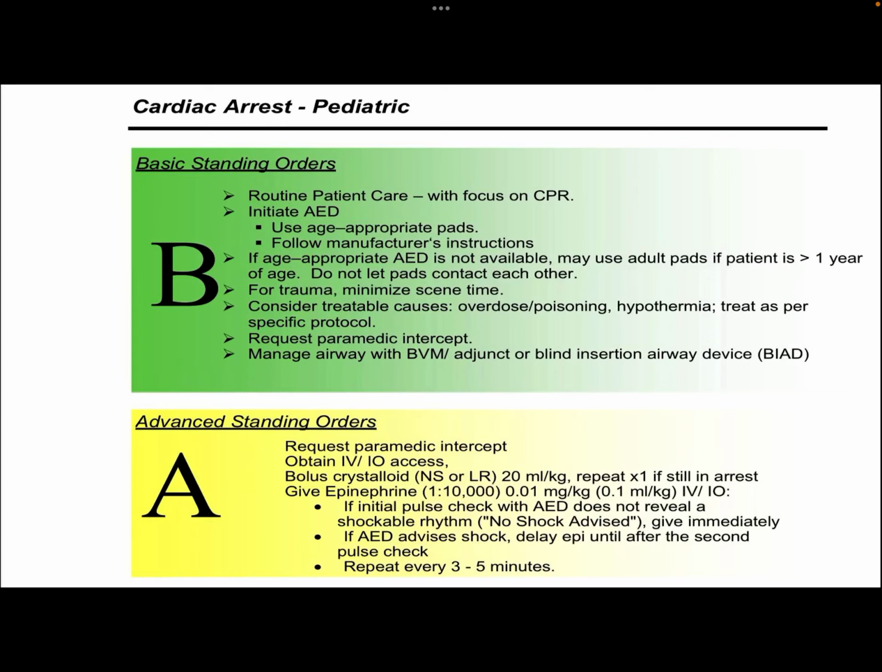Like I said in the last video, I encourage you guys to stay toward the 5-minute mark, because we got 6 epis in the new red bag, and that'll give you about 30 minutes. So 20 minutes to work it, and some time to talk to med control and make a decision.